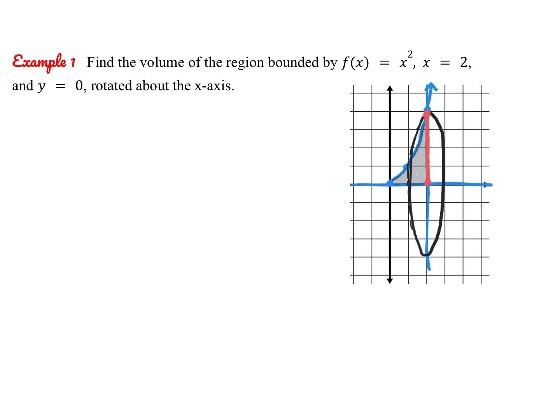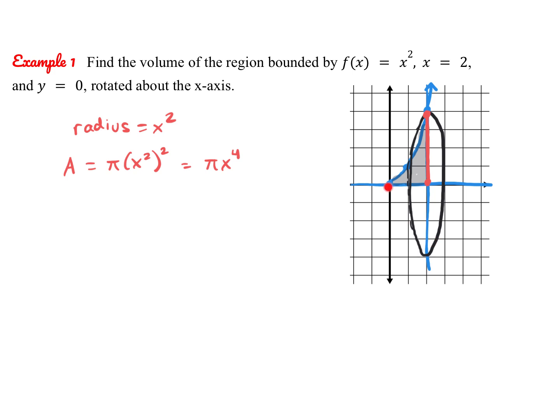We can see that this height will always be the height of that parabola. So whether it's here, here, or here, the radius of our circle is going to be x squared. So our radius is x squared. That means the area of each cross section is pi times our radius squared, which is pi x to the fourth. That represents the area of each cross section.